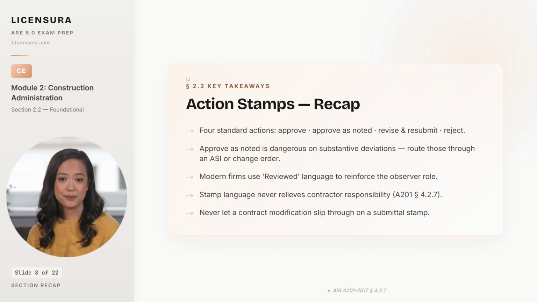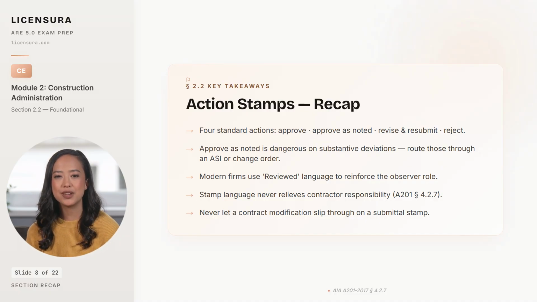5 takeaways from the stamp universe. 4 standard actions exist: approve, approve as noted, revise and resubmit, and reject, and each one routes the contractor to a different next move. Approve as noted is the dangerous stamp when the submittal contains a substantive deviation from the contract documents. Route any deviation that materially changes the work through an ASI, or if cost or time is affected, through a change order. Modern firms have shifted from approved to reviewed in their stamp language because the word reviewed reinforces the architect's observer role and weakens the plaintiff lawyer's argument that the architect guaranteed the fabrication.